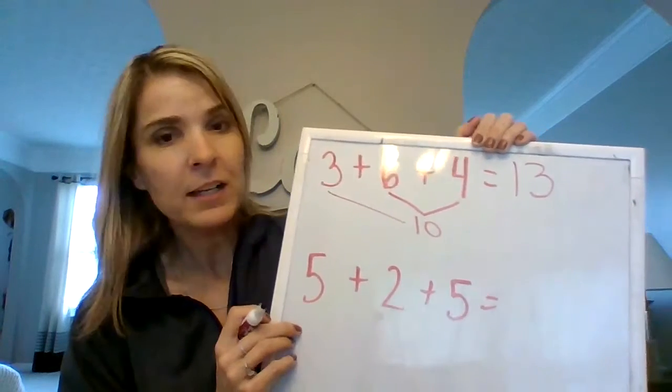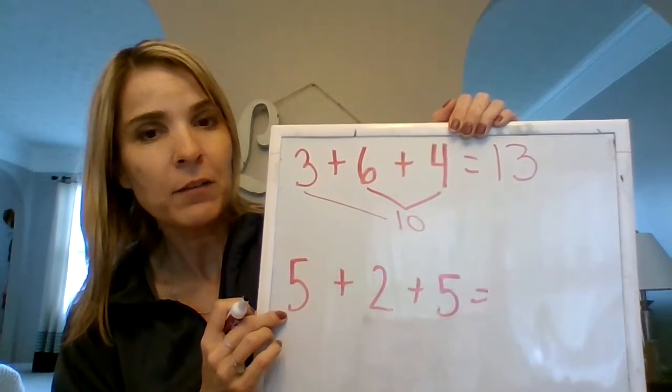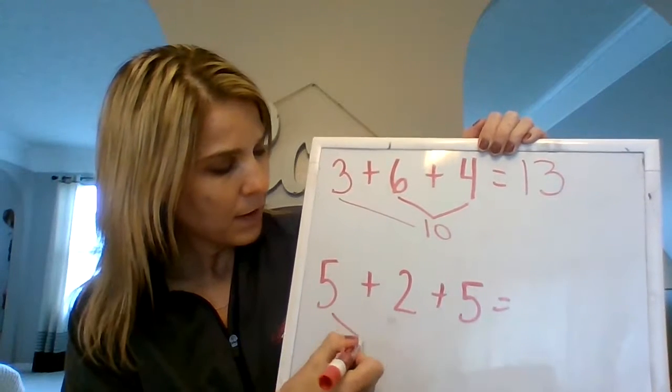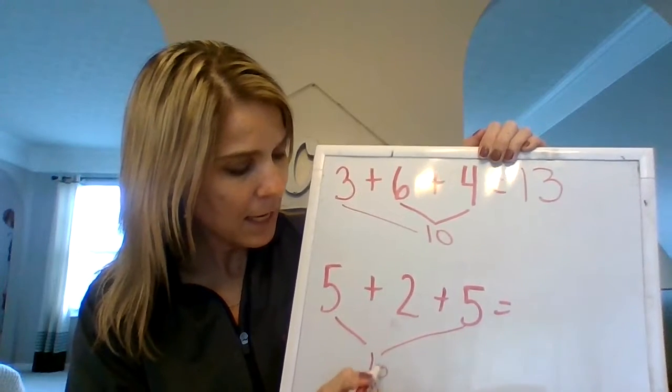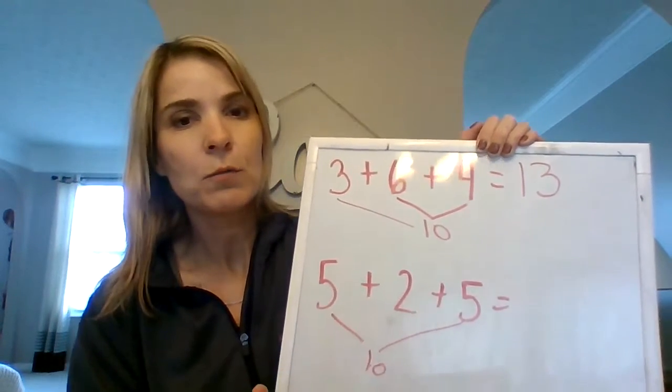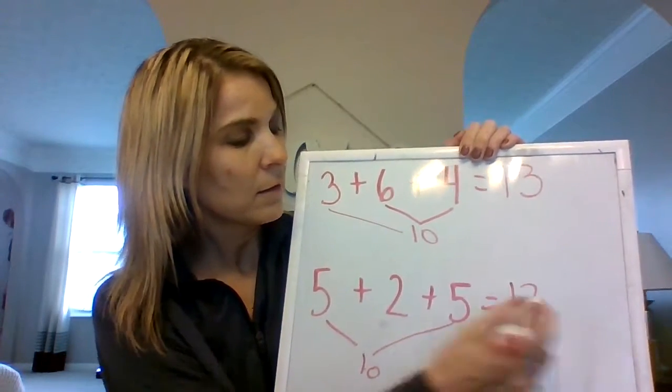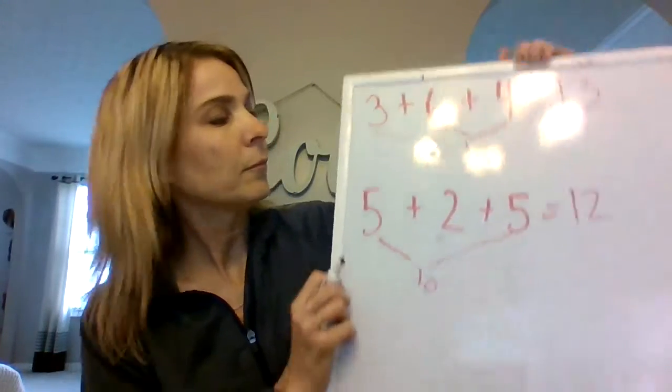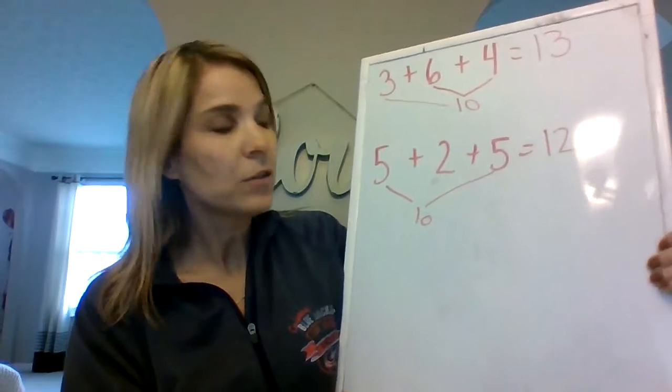Another one, do you see another one? 5 plus 2 plus 5. So I see a 5 plus 5, I know that's a 10, and then 10 plus 2 more is 12. Okay, sometimes doubles are easy too.